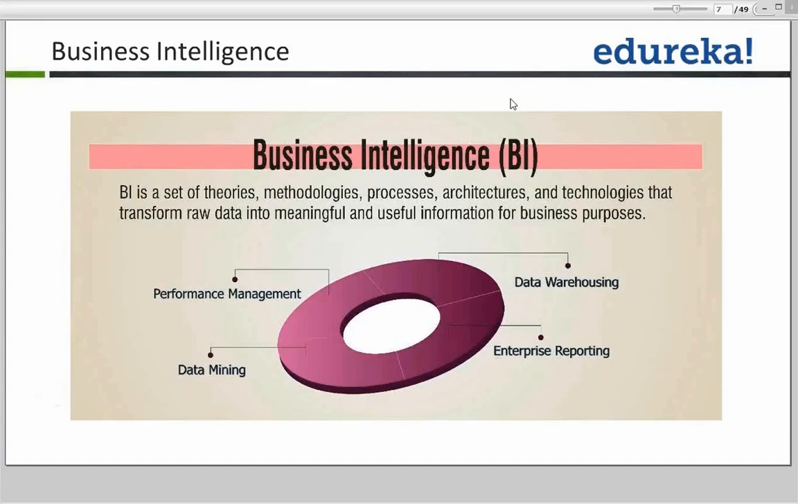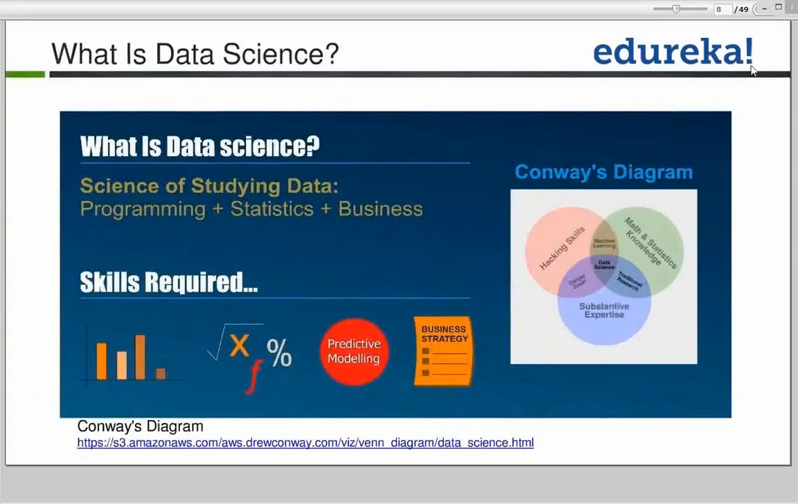Like you see in this diagram here, there is data warehousing, enterprise reporting, performance management, and data mining. Business analytics falls more into the area of data mining here. So it's a set of theories, methods, processes, architectures, and technologies that transform data for business purposes. And here we look into what is data science.